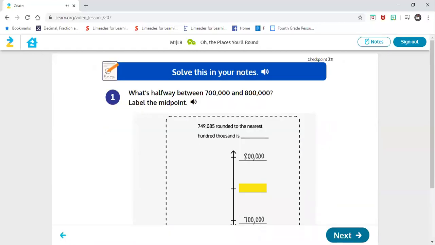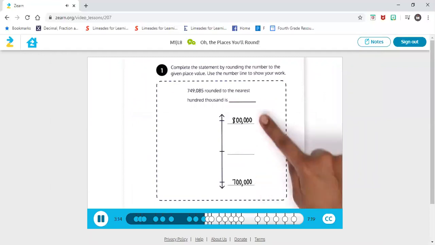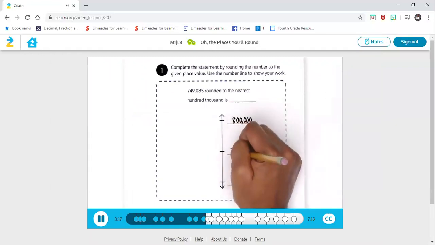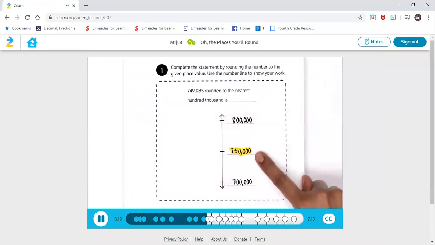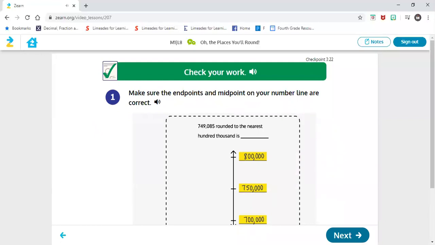So we have to figure out what is the midpoint, or halfway, between 700,000 and 800,000. So we had 70 and 80. What would be the midpoint? Okay, so let's write that. Halfway between 700,000 and 800,000 is 750,000. So that's our midpoint. Check your work. All right, pause here. If that's not what you have, pause and correct it.